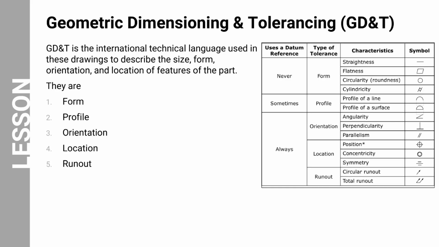Geometric Dimensioning and Tolerances, also known as GD&T, is the international technical language used in blueprint drawings to describe the size, form, orientation, and location of features of a part. There are 5 types of geometric tolerances that describe various characteristics: form, profile, orientation, location, and runout.